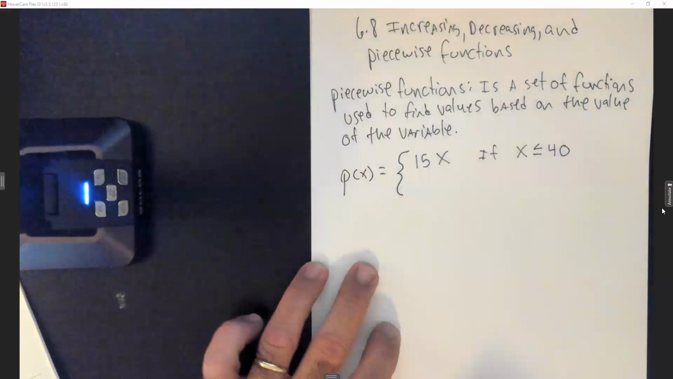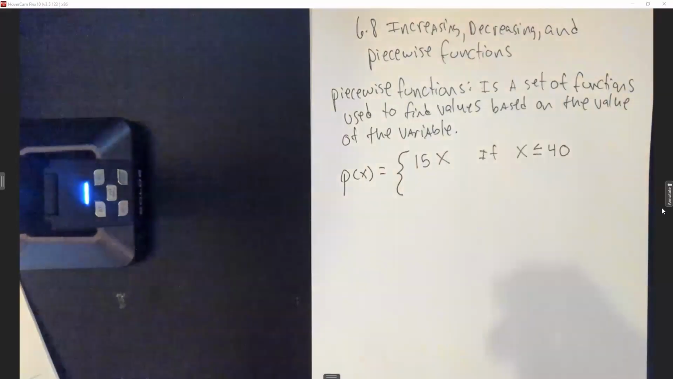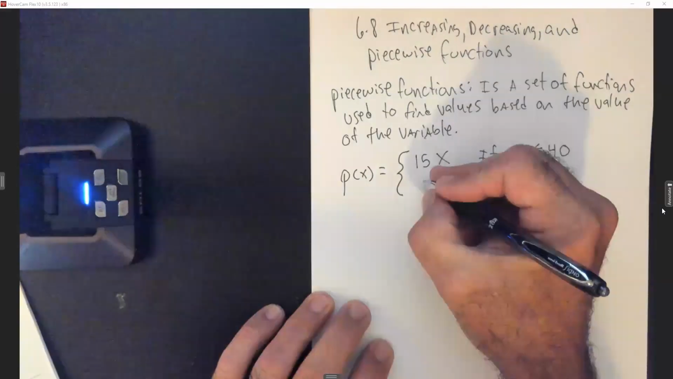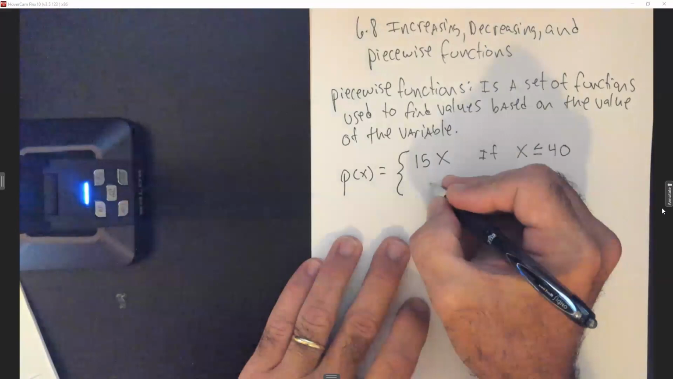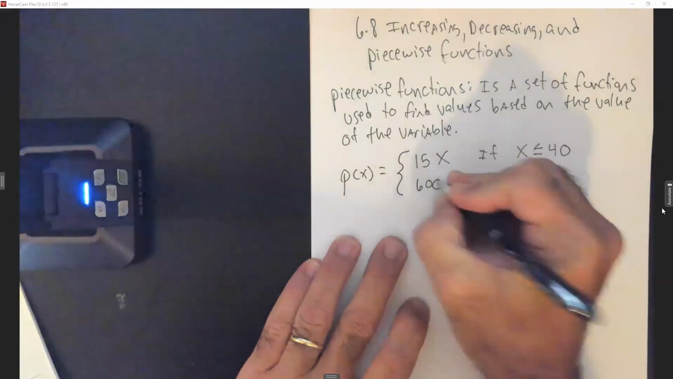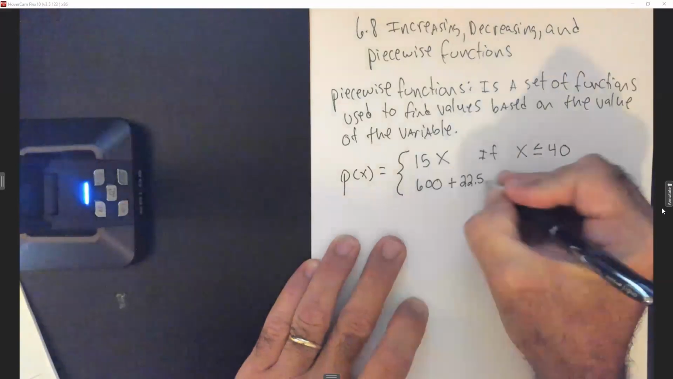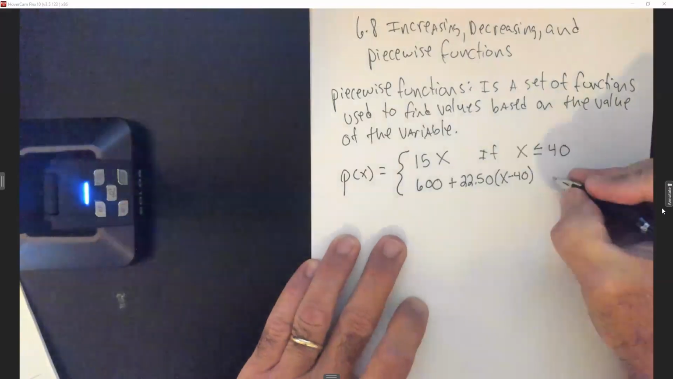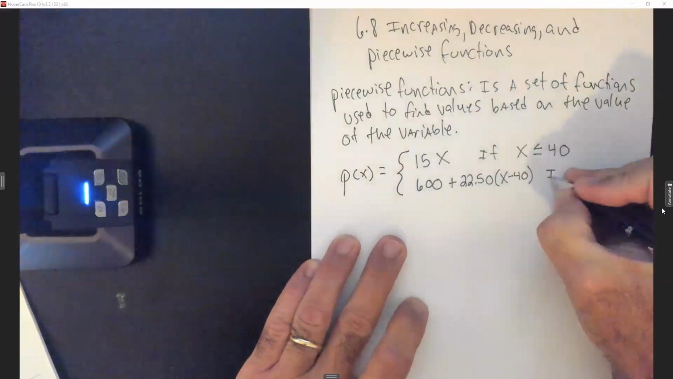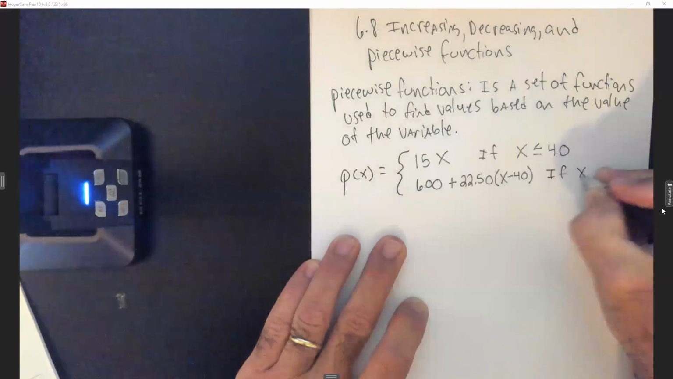Okay? Now let me figure out my other equation. My other equation will be 600 plus 22.50 times x minus 40. And I'll use this equation if x is greater than 40.